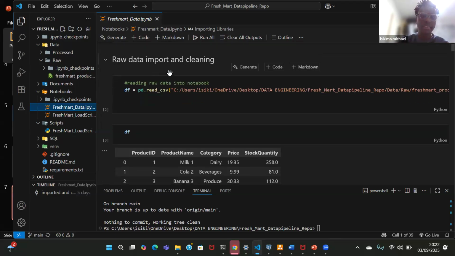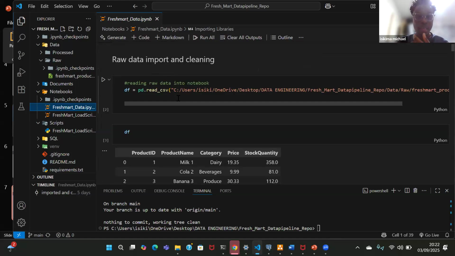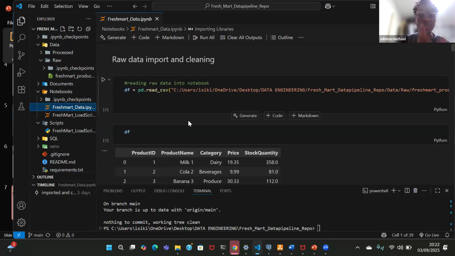So, raw data import and cleaning. I want to clean this data, like I said. I want to make it noiseless. I want to make it consistent. I want to remove duplicates. And that's what we basically mean when we say we are trying to clean up data.